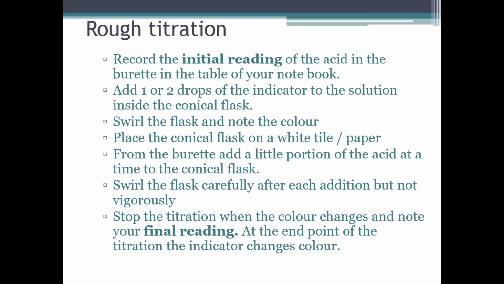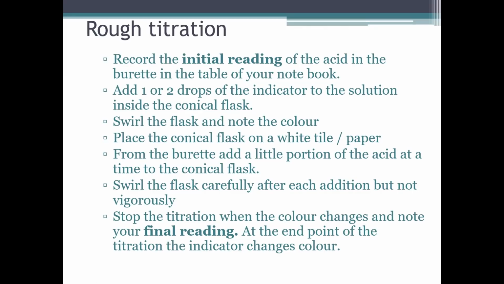Now, we talked about the rough titration. So you record the initial reading of the acid in the burette in the table of your notebook. Like I said, you can start from 0.00. That is the very first mark on your burette. Then you add about 2 drops of indicator to the solution in the conical flask. You swirl the flask and note the color. So you have to initially know your first color before the titration starts.